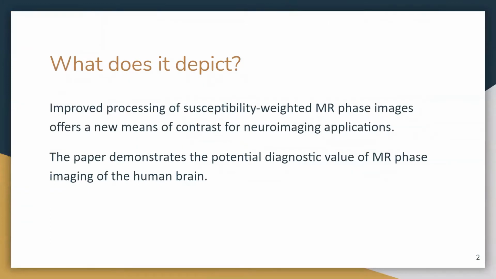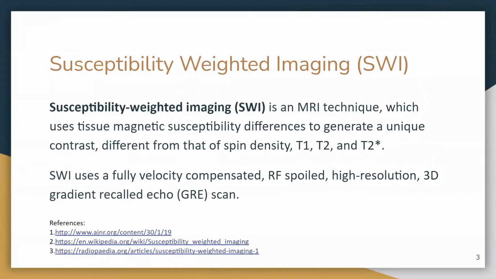This paper basically tells us how improved processing of susceptibility weighted MR phase images offers a new means of contrast for neuroimaging applications. It also demonstrates the potential diagnostic value of MR phase imaging of the human brain. Before getting into the details of the techniques or methods proposed in the paper to improve the contrast of susceptibility weighted MR phase images, I would like to give you a brief note on what susceptibility weighted imaging is.